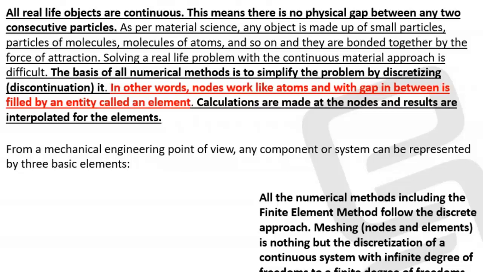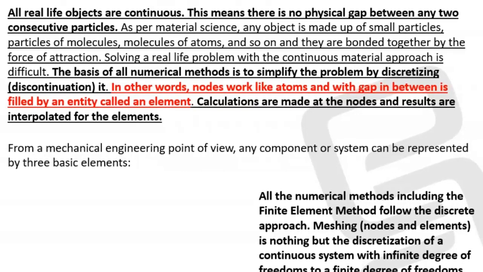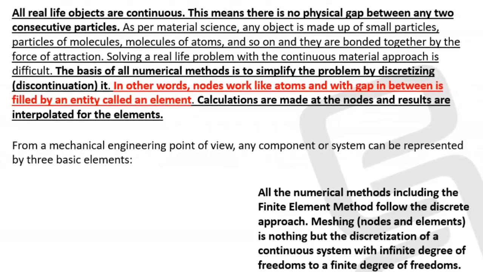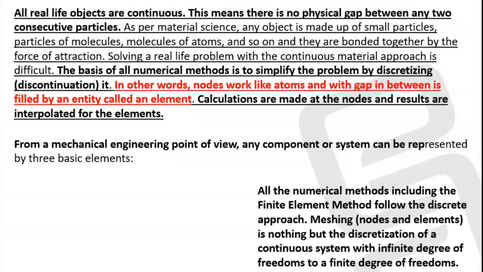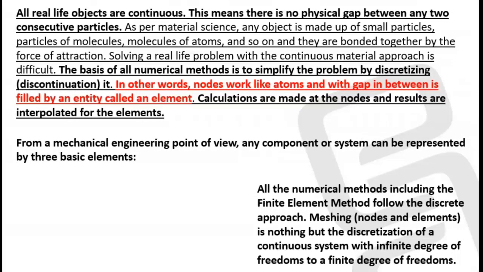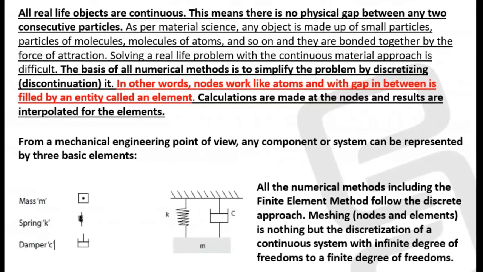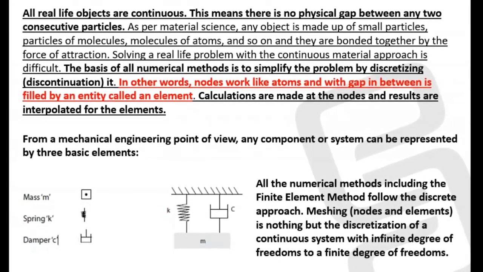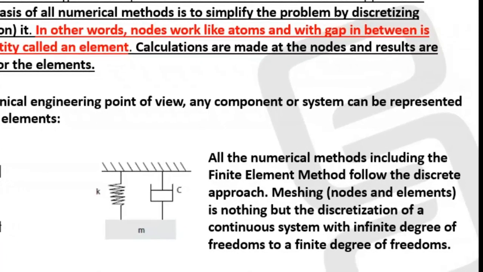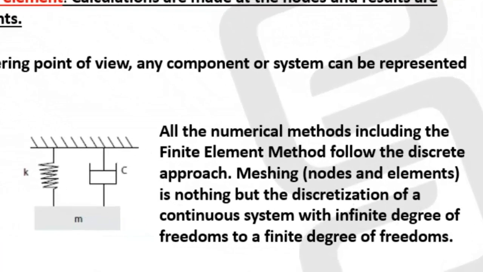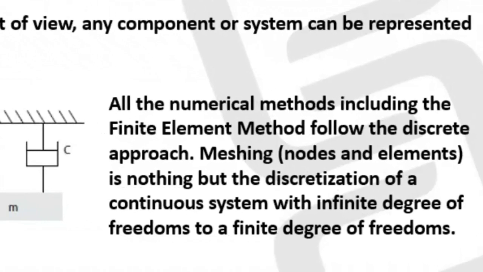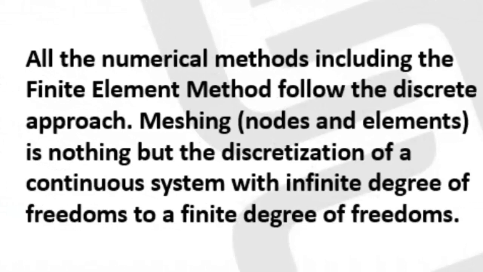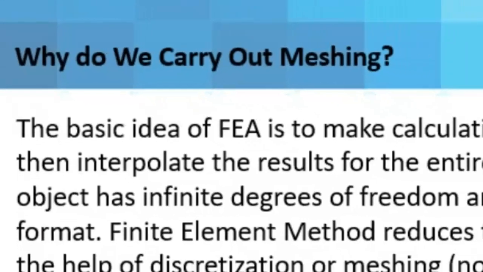In other words, nodes work like atoms and the gap in between is filled by an entity called element. Calculations are made at nodes and results are interpolated from the element. From a mechanical engineering point of view, any component or system can be represented by 3 basic elements, that is mass, spring and dampers. All numerical methods including finite element method follow a discrete approach. Meshing, nodes and elements is nothing but discretization of a continuous system with infinite degrees of freedom to finite degrees of freedom. Now let's understand why do we carry out meshing.